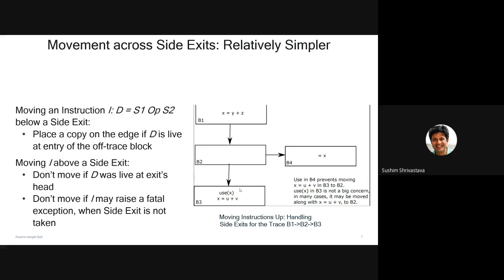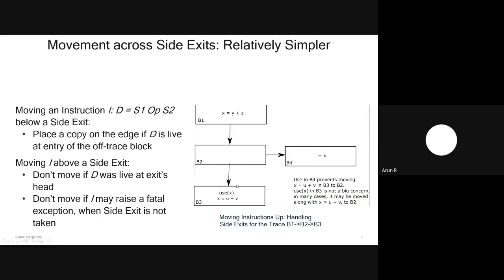There is a comment in the chat, Arun: generate duplicate at side exit. Yes, okay. That will also be a problem, because in this case, if we take the side exit, we want this definition x equal to y plus z to be available here. Assume that we move both the use of x and x equal to u plus v above this side exit. Then when we read x here, we will be reading the value of u plus v and not y plus z. So that's a problem here. So we simply cannot move this.